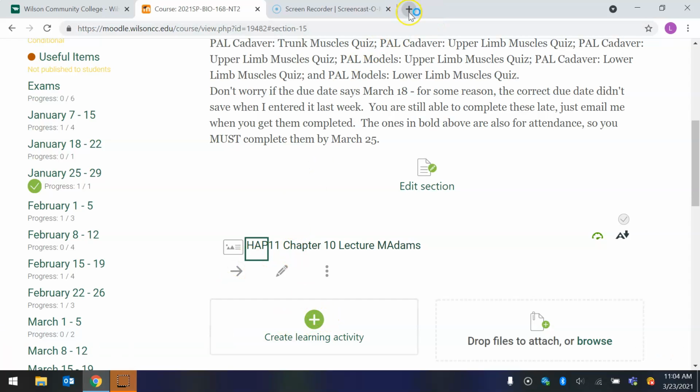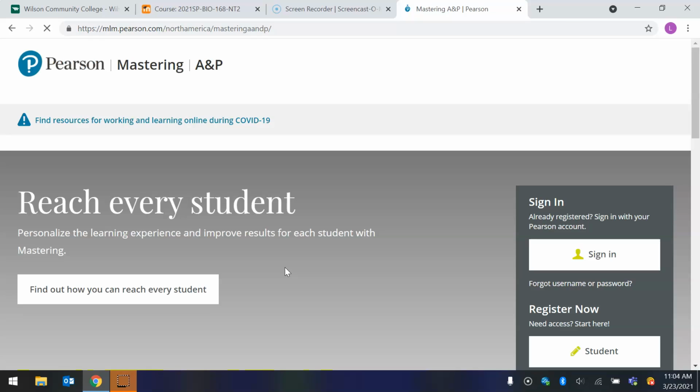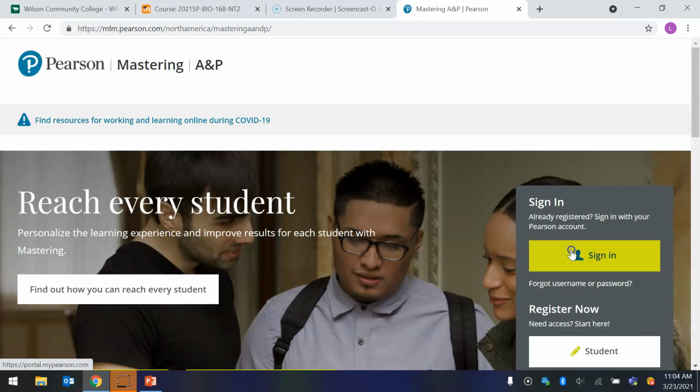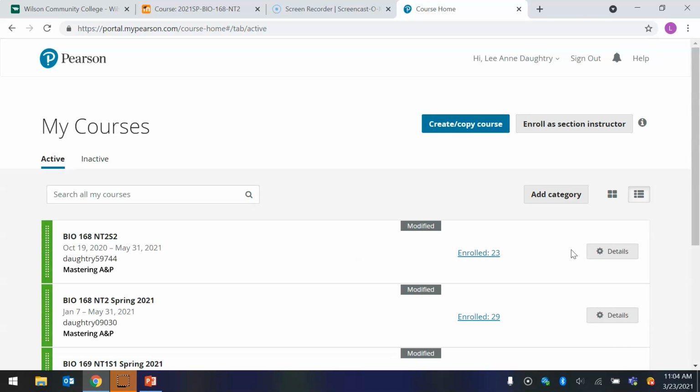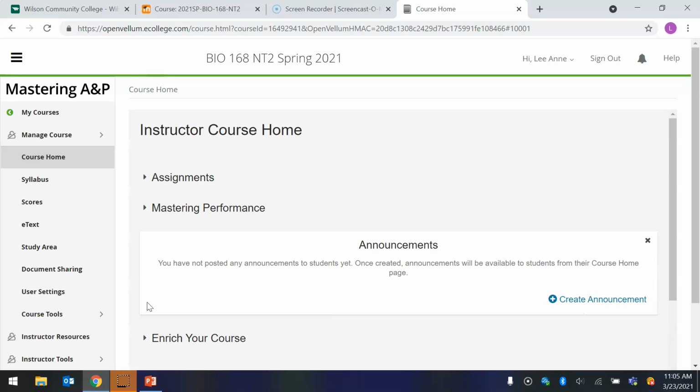One more thing, I should have stayed on it, but let's go back to Mastering A&P just real quick, because one more thing I want to show you. This chapter is a memorization chapter. It's not stuff you have to understand as much as it's more anatomy than it is physiology. There is some physiology because you have to understand how the muscles work and what kinds of movements they produce, what type of lever system that they are.